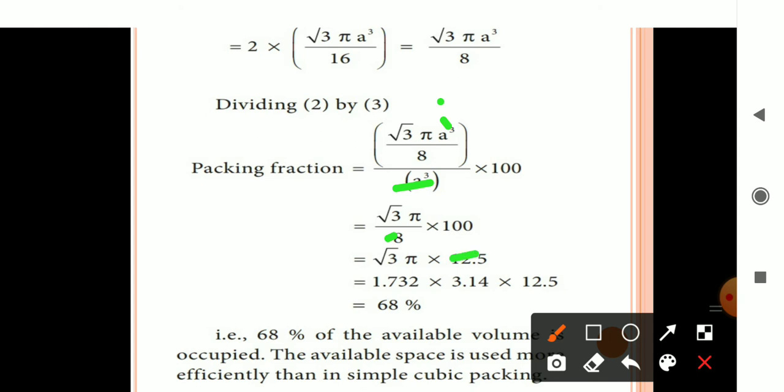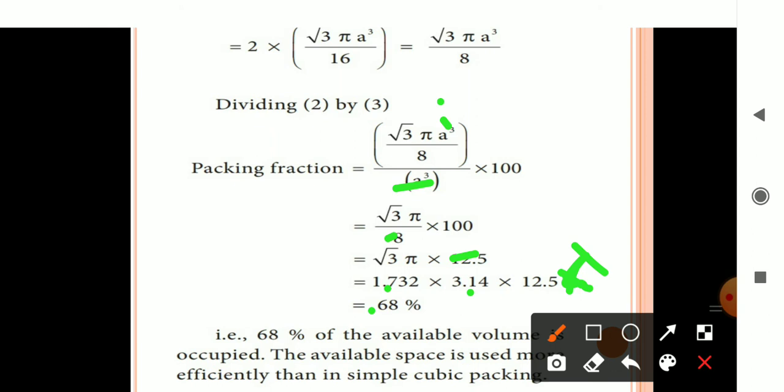The value of root 3 is 1.732 and the value of pi is 3.14. So we can write packing fraction is equal to 1.732 into 3.14 into 12.5, that is equal to 68. So what is the answer? 68%.